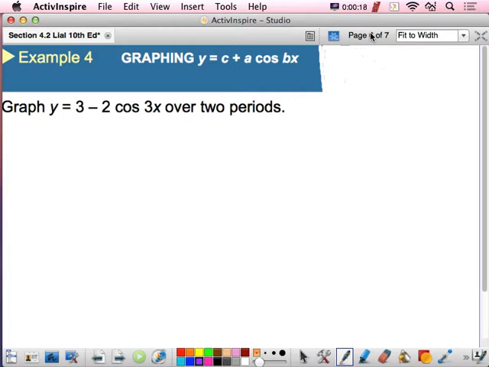Which number is acting as your vertical shift? 3. That positive 3, yeah. So this is going to be the same as the graph of y equals negative 2 cosine of 3x, but shifted up 3 units. So let's take a look at that.